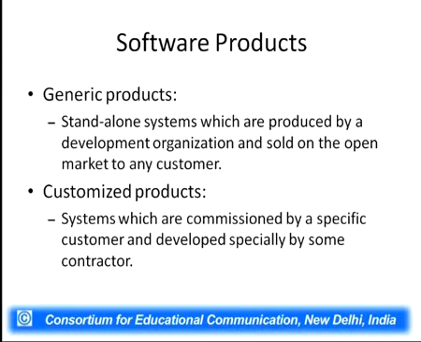The next category of software products, which are also very popular these days, are customized products. These are systems commissioned by a specific customer and developed specifically by some contractor, according to the very specific needs of a particular client, a company or an institution. They are not general purpose or broad based, but are uniquely designed for a specific set of requirements of a specific client.